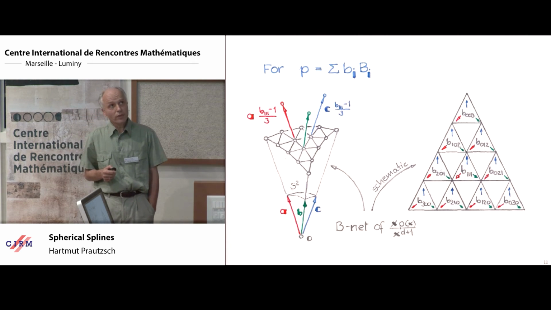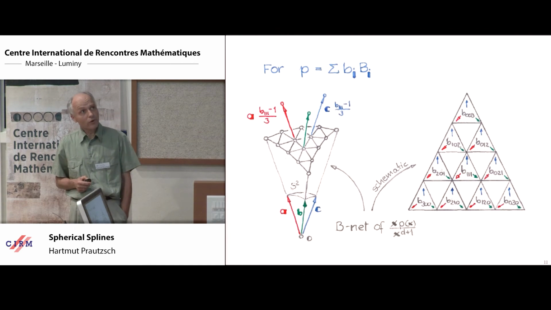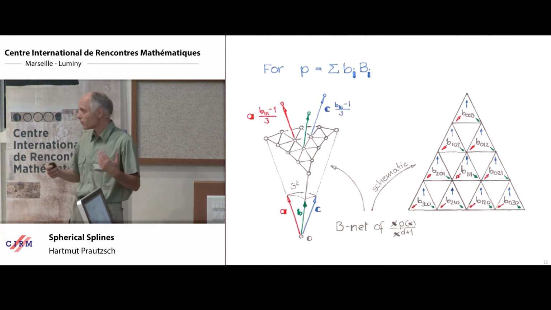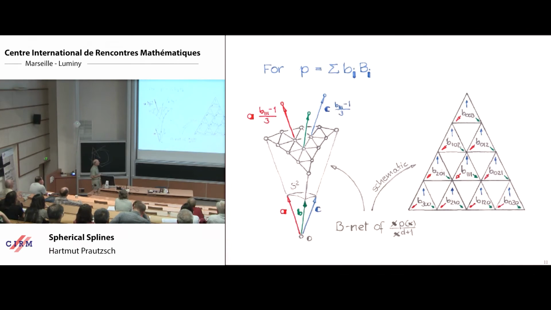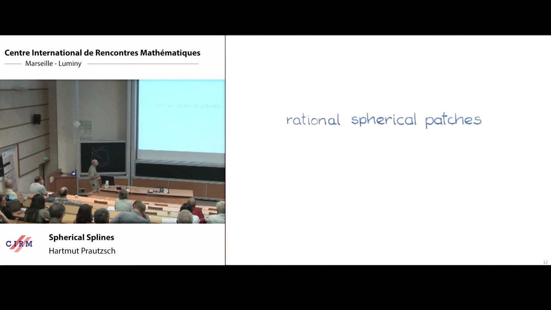Now, if I change one of these Bézier coefficients, say this one here, it only affects the 3 next Bézier points next to it. In the following way, these points are moved along the directions pointing to the corners of the patch. So the Bézier coefficients are certain design parameters we have here on that Bézier net. Now, these are special rational patches, and I would like to consider general rational spherical patches.